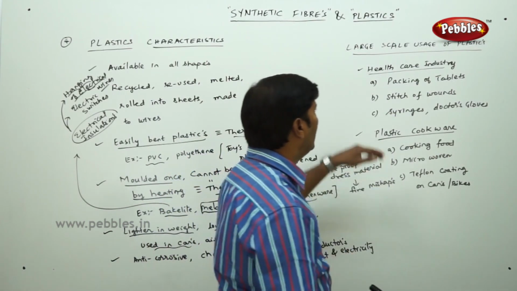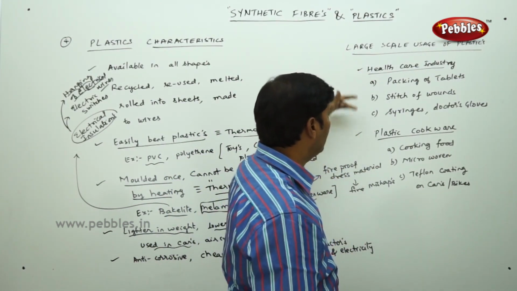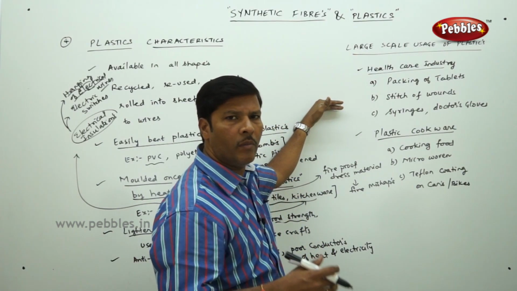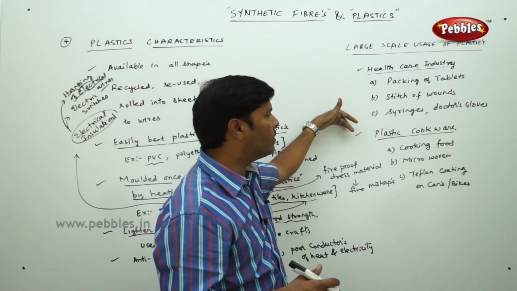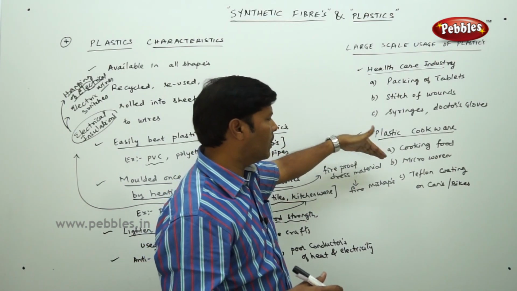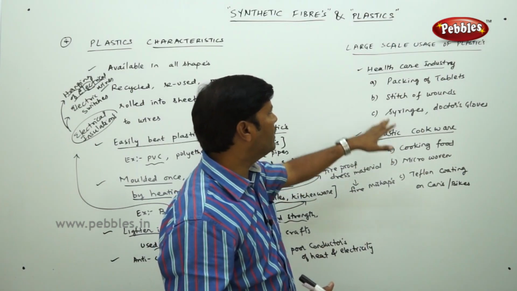So if you go to the large scale use of the plastics in particular, you can see that there are two major sectors where the plastics have a massive application in our daily life. One is healthcare industry and plastic cookware, and of course the last point which I have highlighted is not a part of plastic cookware, but I just added rationally.